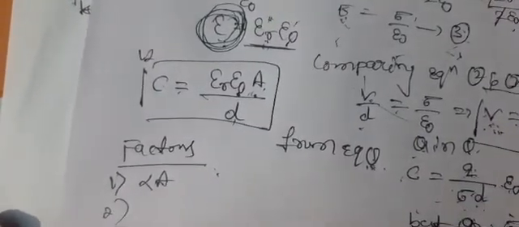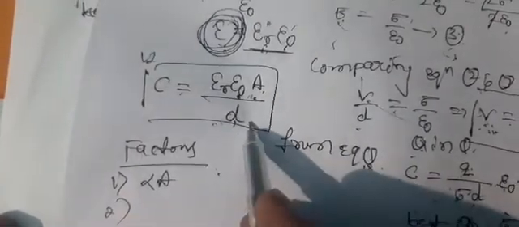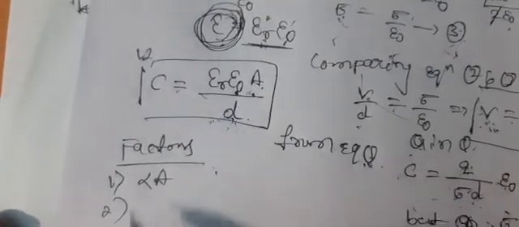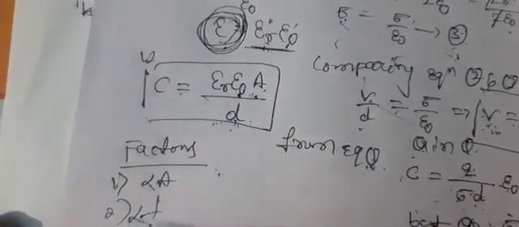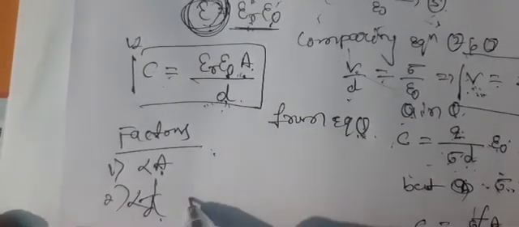And the second factor is d. It is inversely proportional to distance. That means the capacitance of a capacitor is inversely proportional to the distance between the plates.